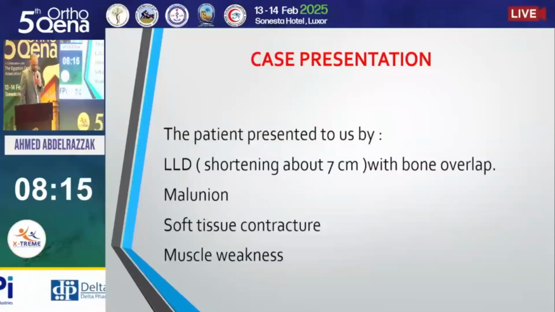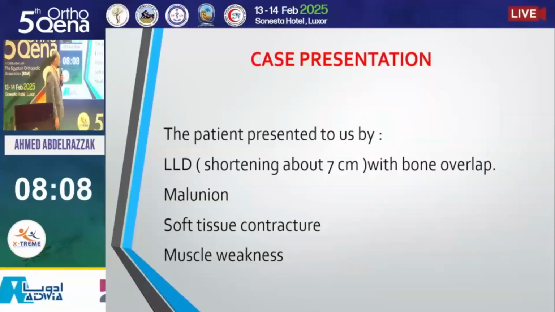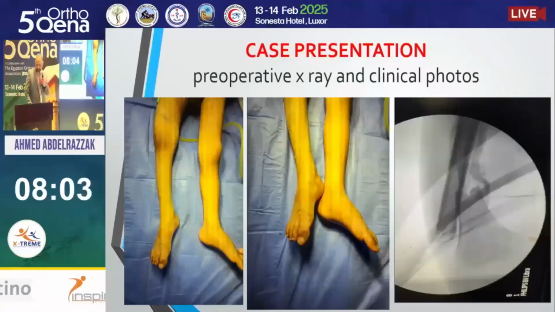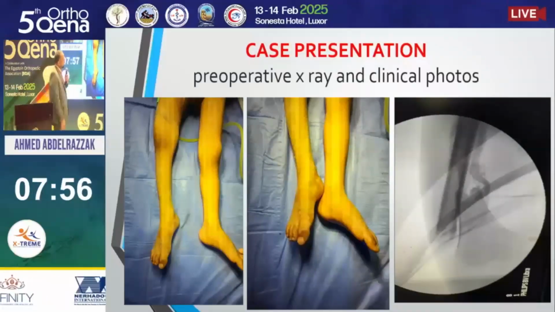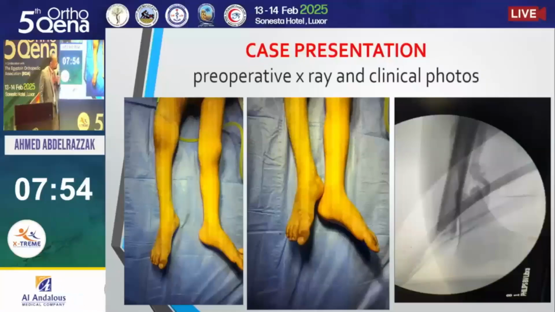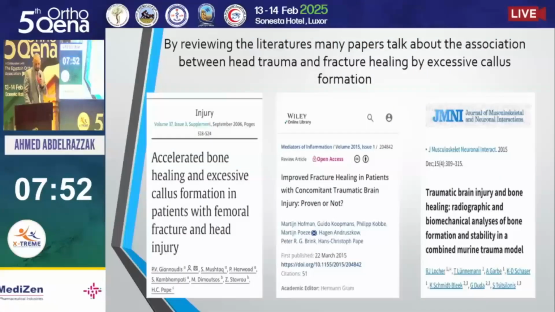The patient presented to us with limb length discrepancy, shortening of about 7 centimeters, malunion, soft tissue contracture, and muscle weakness. These are the clinical photos and the preoperative X-ray with excessive callus. By reviewing the literature, many papers talk about fracture healing with excessive callus in patients with head trauma admitted to ICU.